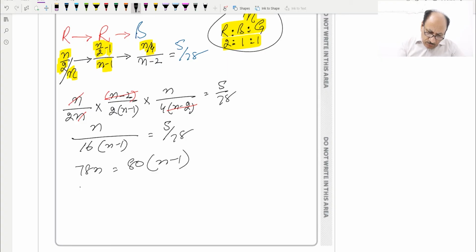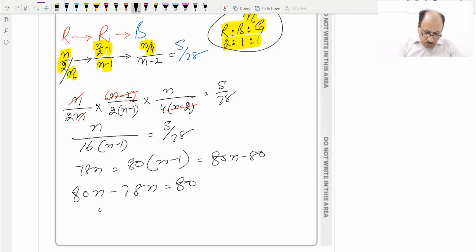So we can open this side, it will be 80n minus 80, and we can rewrite it as 80n minus 78n is equal to 80. So this will be 2n is equal to 80 and n is equal to 40. So n is equal to 40 we found.